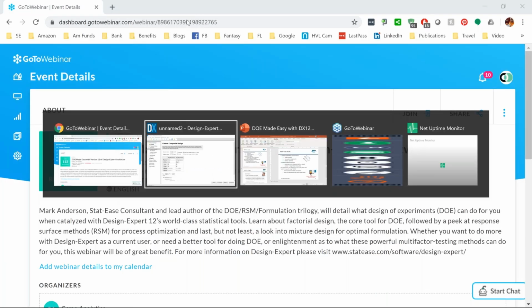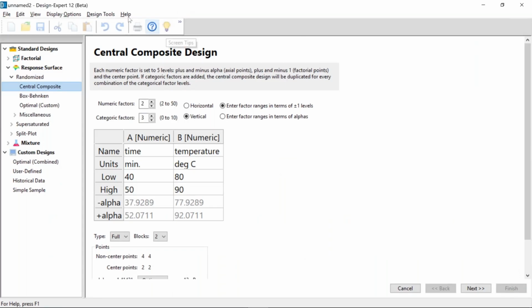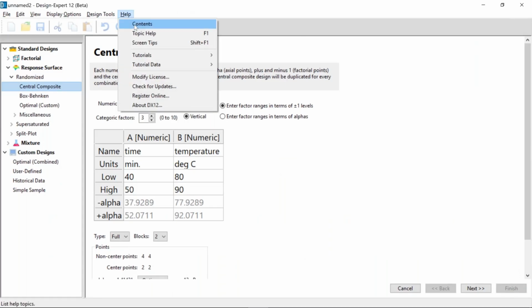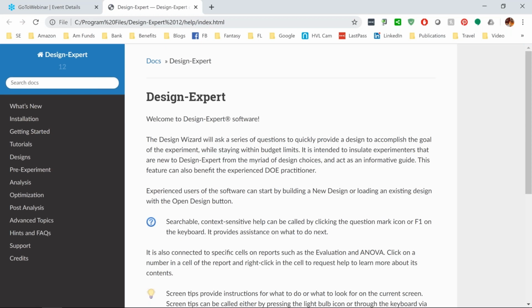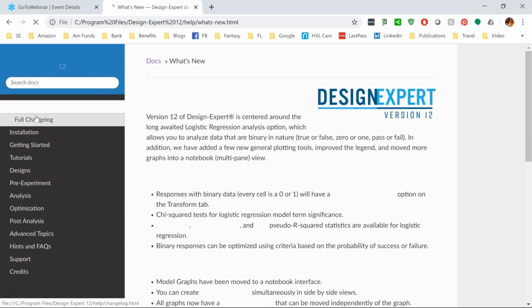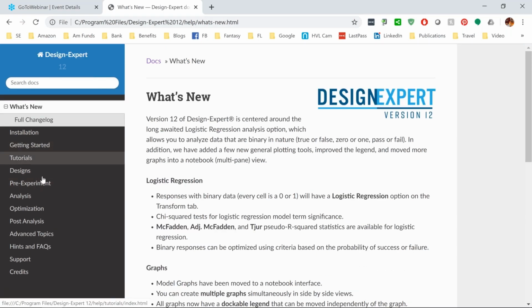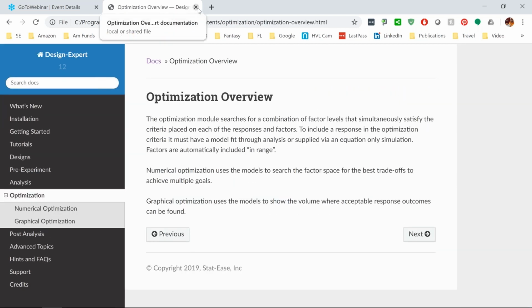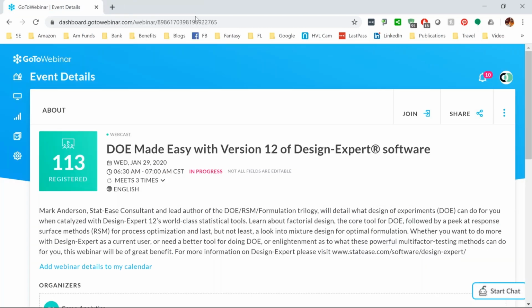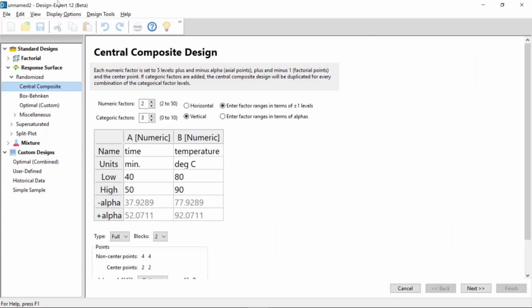And also we have a complete set of contents for help. There's a tremendous amount of help in the program and tutorials. So lots of help. All right. So now this design, we're just going to go with kind of the standard selections here.